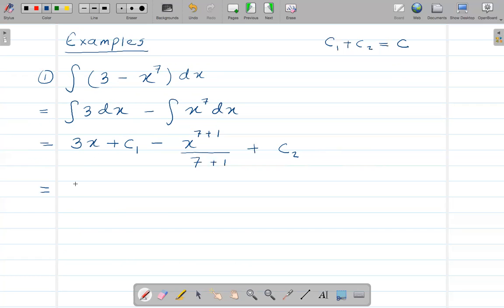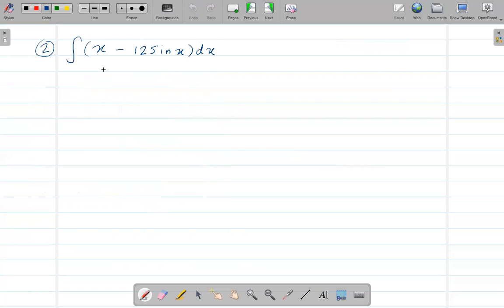Okay. So from here, you get 3x minus x to the power 8 over 8 plus C. Okay. So yeah, this is how you take the integration. Okay. Now let's do this one where you have a trig function, right? So just like I did before, you can distribute.